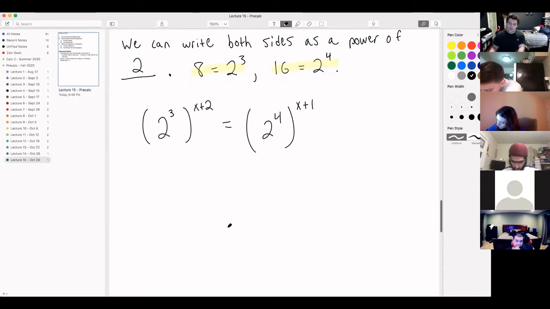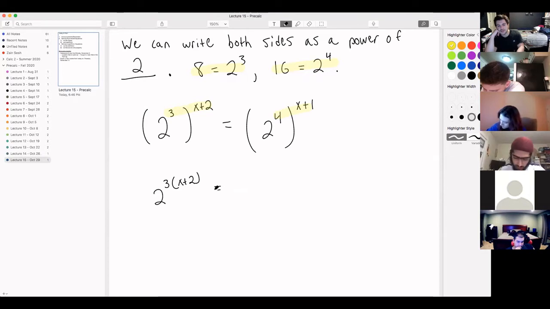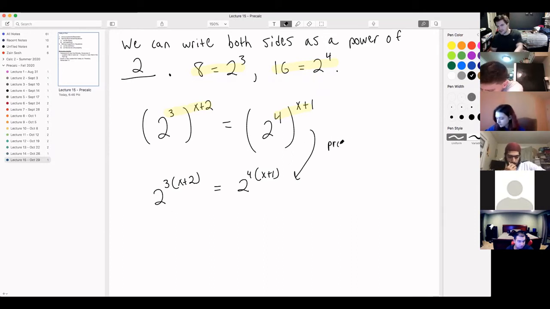All right, now I can use properties of exponents to multiply these together. So I will get 2 raised to the 3 times x plus 2 is equal to 2 raised to 4 times x plus 1. All right. So from here to here, this is properties of exponents.